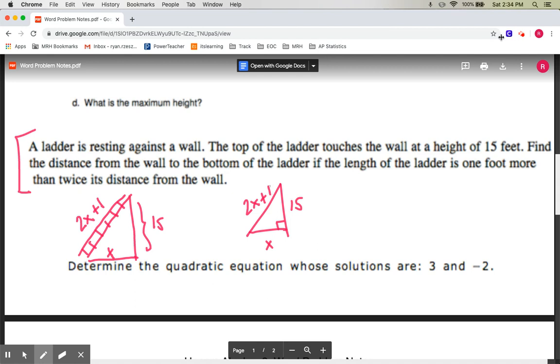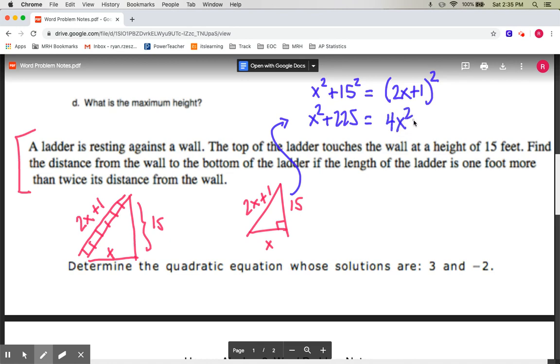So they're asking me to solve that for x, and then to figure out the ladder. To get the answer, think about what you would actually do here. This is going to be a Pythagorean theorem style problem, where I would do x squared plus 15 squared equals, and that whole 2x plus 1 does need to be squared. Don't break your promise, you do have to do FOIL on that parenthesis. So you're going to get x squared plus 225, and if you FOIL this out, it'll say 4x squared plus 4x plus 1.